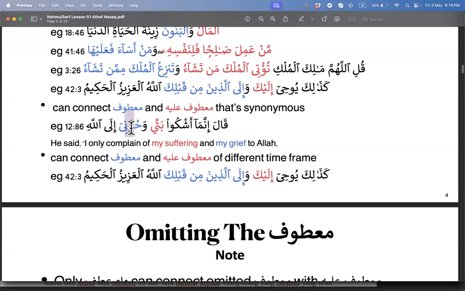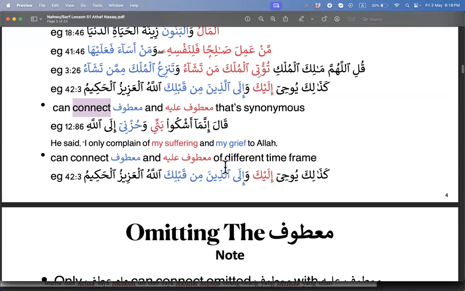Okay. So here this is an ism and an ism. We have seen this before, but the point here is basi means my suffering. Huzn means grief, sadness, basically. So they are kind of similar in the sense, and can still be maktuf. That's the point of this.